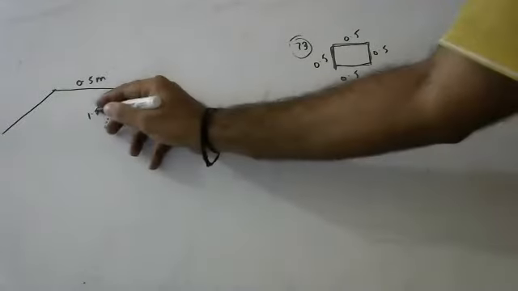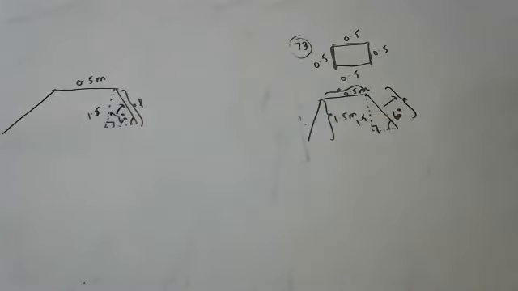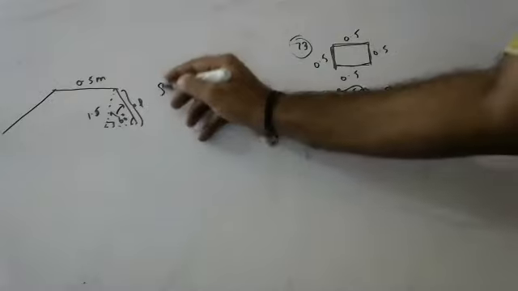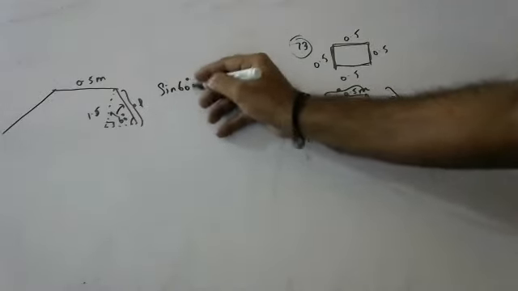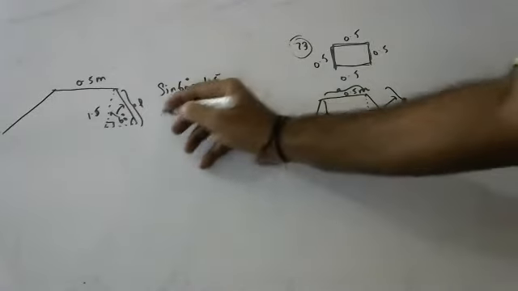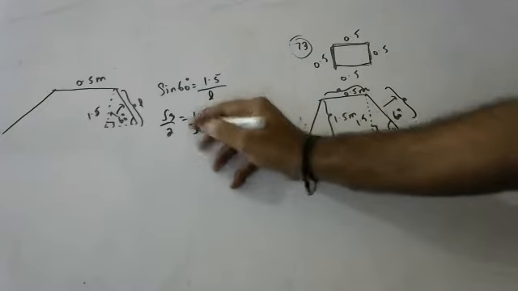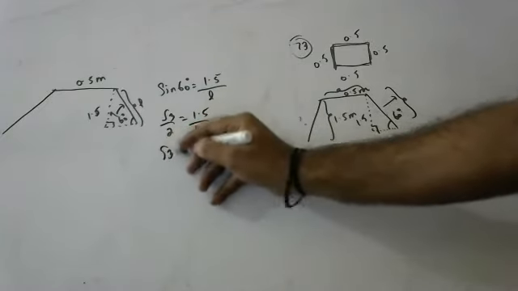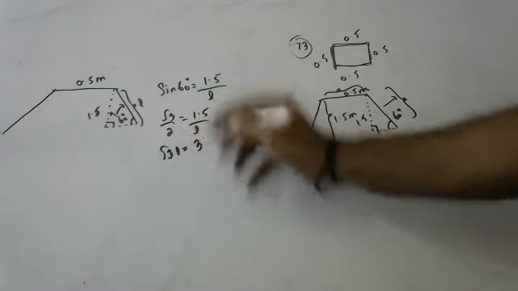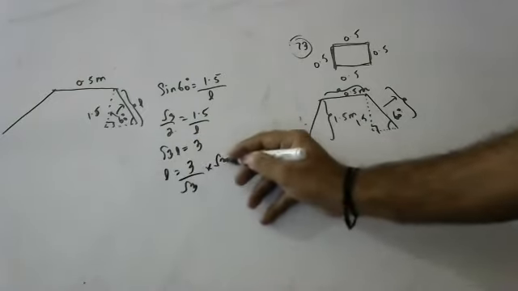Can anyone say how do you find out the length of the leg, children? Opposite by hypotenuse, that is sine theta. Sine 60. Very good. Sine 60 is equal to opposite 1.5 by hypotenuse. Root 3 by 2 is equal to 1.5 by L. Cross multiplication. L is equal to 3 by root 3. Rationalize.